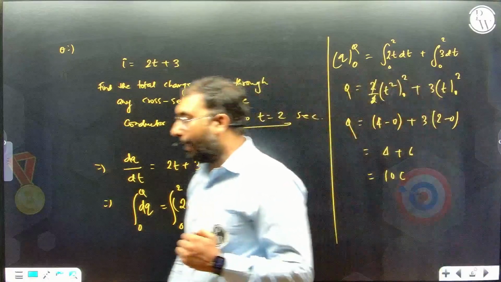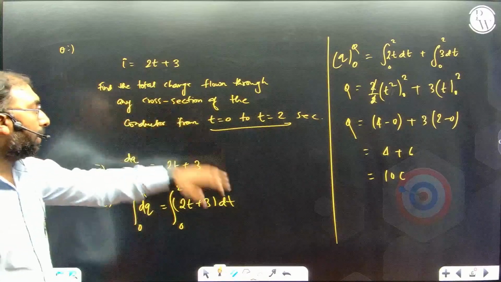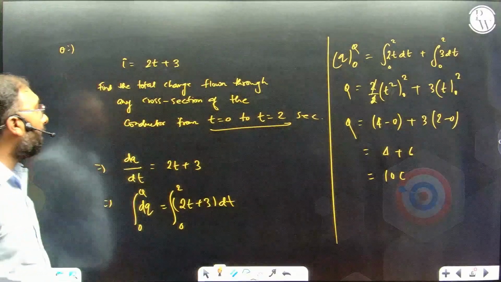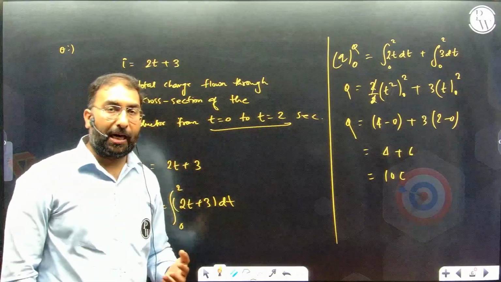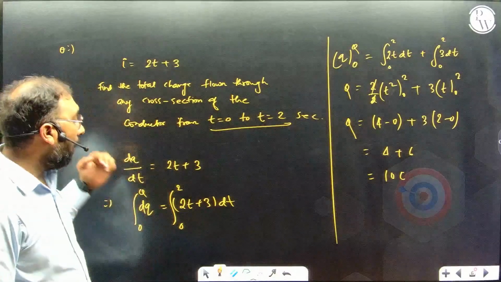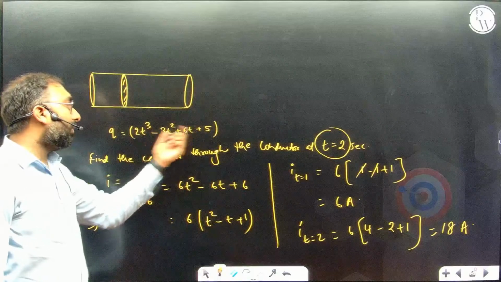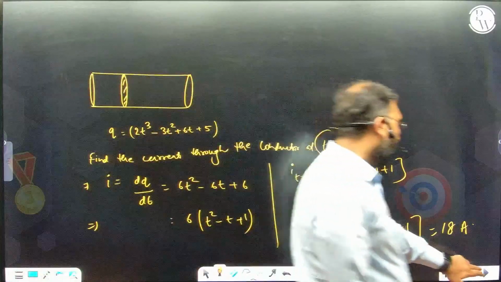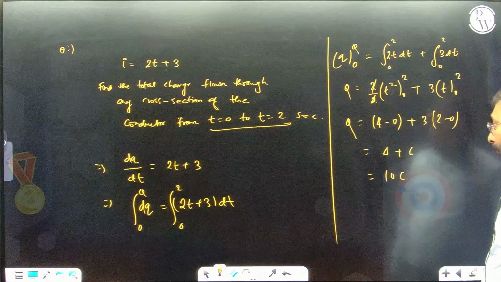So you have seen that the total charge that has flown through the cross section of the conductor in this time period is 10 coulomb. So they can give you current as a function of time, and they can ask you to find out the charge flown through the conductor, or just like the previous case, they can give you the charge as a function of time, and they can ask you to find out the current. So I've given you both the examples, right? Now coming to the next part.